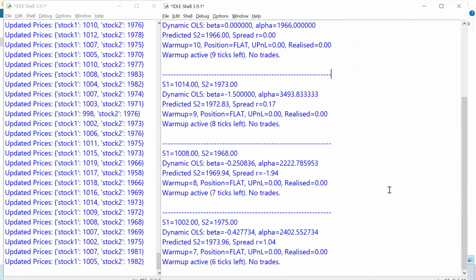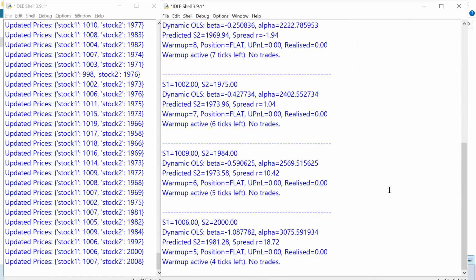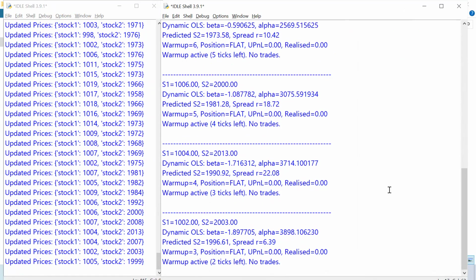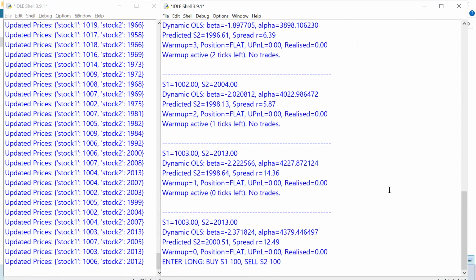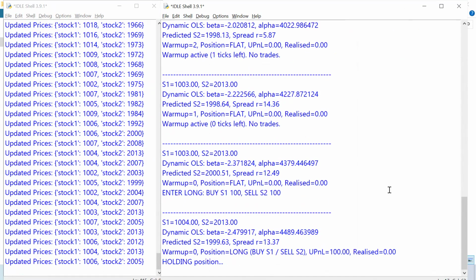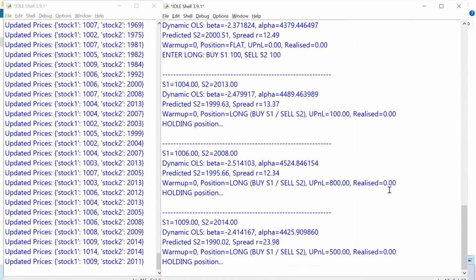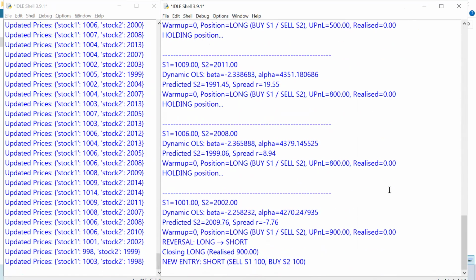Now this is a faster version of the algo. Now this will speed up with the market speed. The market speed is a 1.2 second tick and we are on a tick of 2 seconds. Okay, now the warm-up is completed. We bought S1, sold S2. We are at the speed of the market, so that's why there is a maximum chance that we get a very good profit.